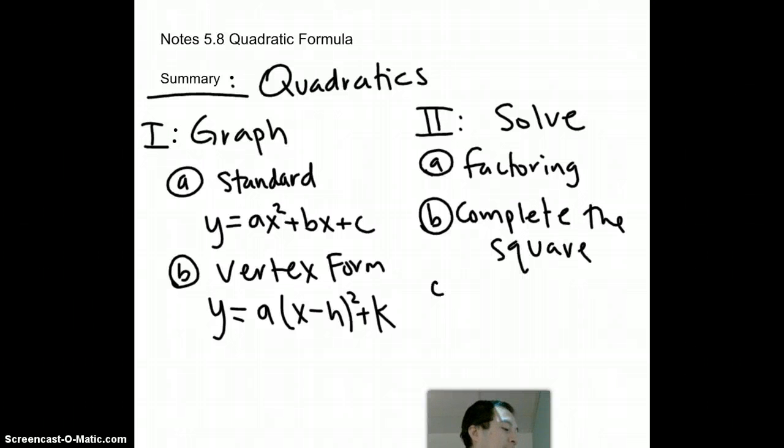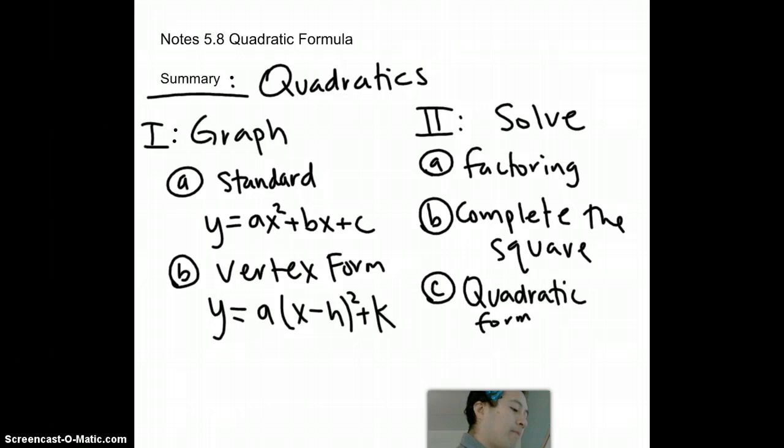And today we're going to learn about the quadratic formula. And that kind of sums up the whole unit in a nutshell. So where does imaginary come into play? Imaginary comes into play here when you're solving.